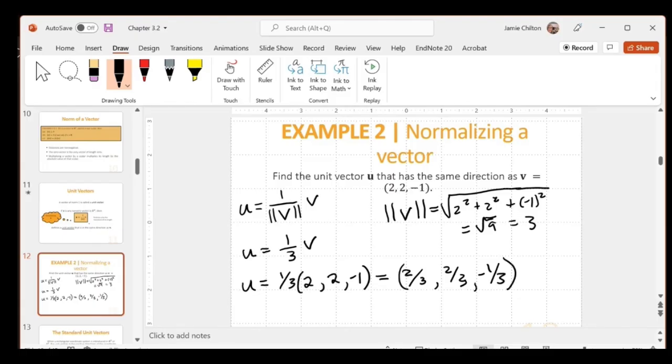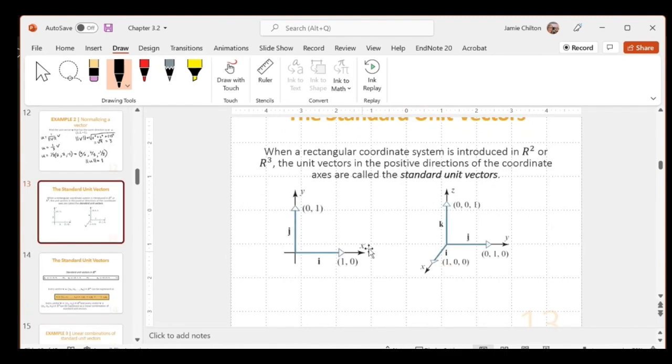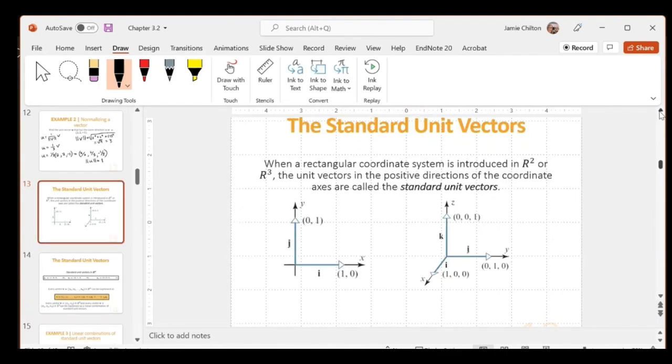You're going to want to do it for yourself, but don't forget that the norm of a unit vector equals 1. So you can go through and prove that to yourself. If we were to find the norm of u, that would end up equaling 1. So here we have solved for a unit vector u that has the same direction as v. This unit vector u is the same direction as v, and v here could be anything, and you could find the unit vector for it. However, there are some standard unit vectors.